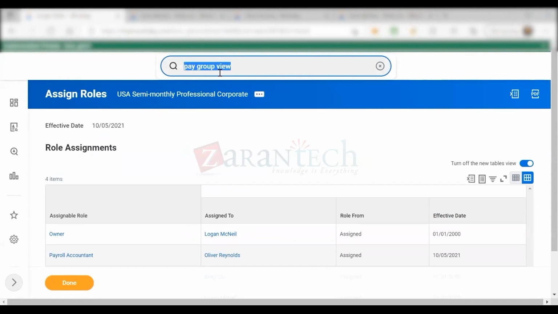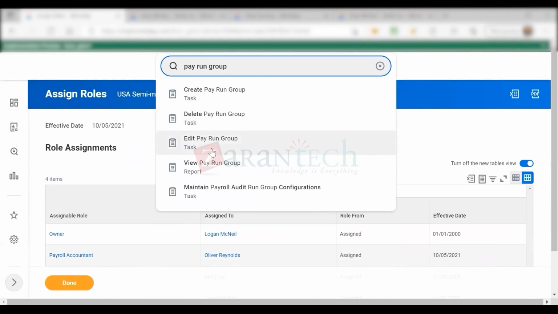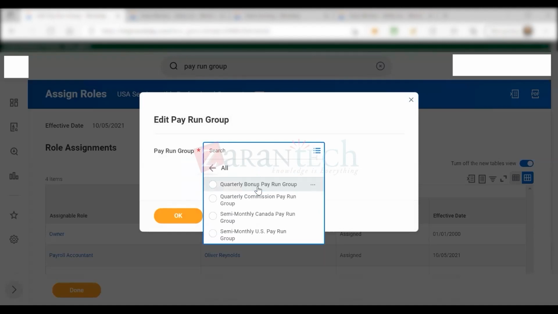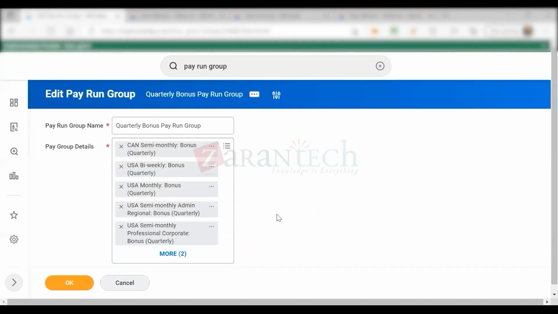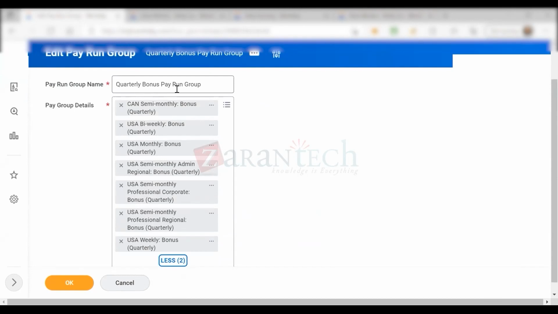Let's do quick review. Pay run group. Okay, same task. Let's edit pay run group and see if there is any. Yeah, we have one quarterly bonus pay run group, and you can see all the pay groups. So there are 7 pay groups which are combined under this pay run group. It has mix of Canada and US, but one thing which is common in every single pay group is they are all quarterly pay group. So you need to remember, you can group only those pay group who has same frequency.